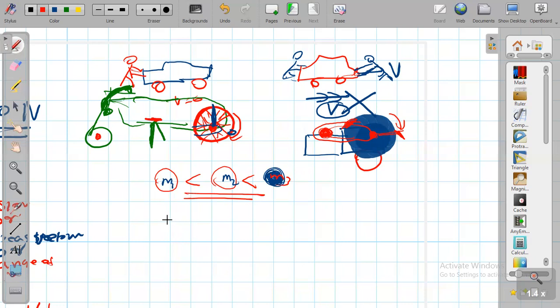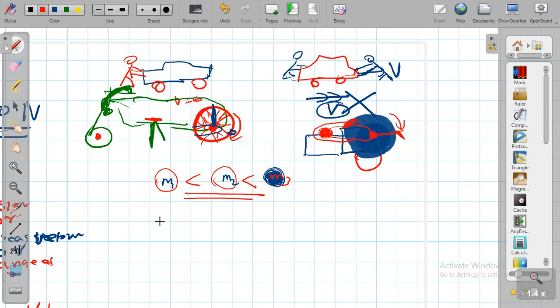If you need to push a bicycle, a motorcycle, and a car, which one is the easiest? The bicycle you can push easily, the motorbike is a bit hard, but the car is extremely hard. If you try a lorry, it's damn hard. You have to be a giant to push it. Understood? Inertia is in the mass, isn't it?